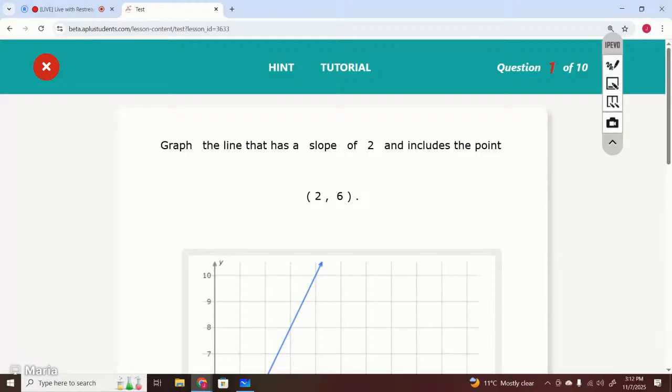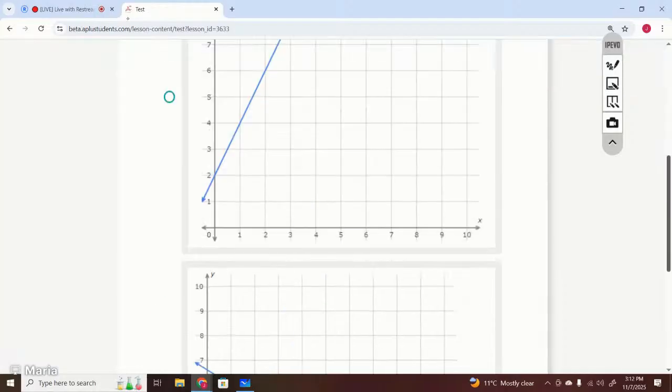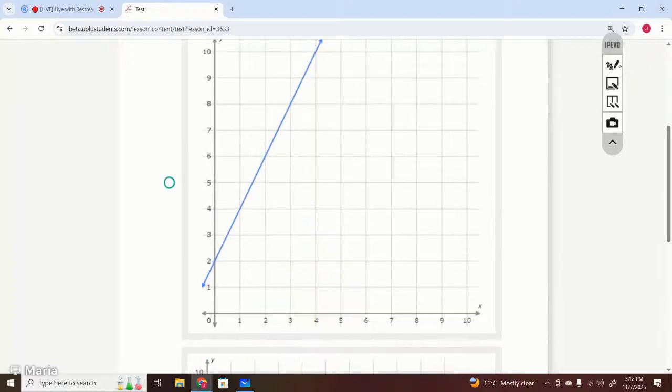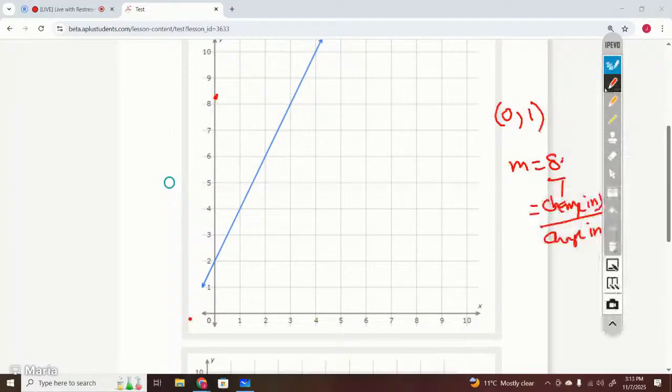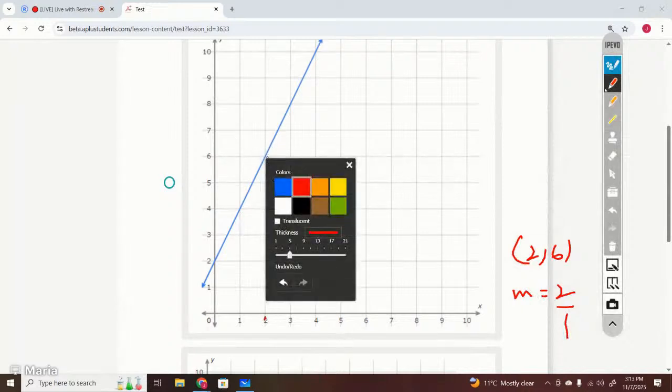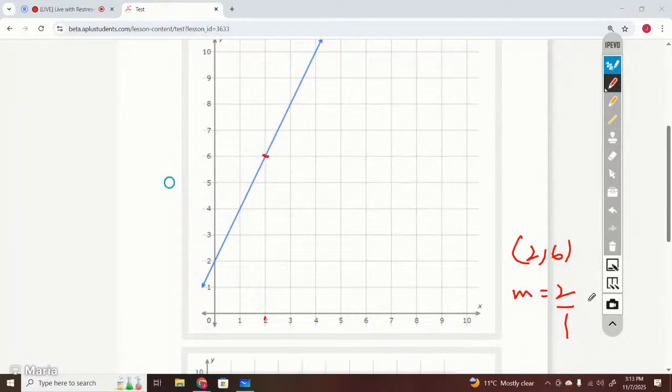Graph the line that has the slope of 2 and includes the point 2, 6. We are given the point 2, 6 and the slope 2. Point 2, 6 and the slope is 2 by 1. x is 2, y is 6. Here is the point 2, 6, right? Now look at the slope. Change in y divided by change in x. So go up 2 points, 1, 2, and then go right 1 point because change in x would be 1.